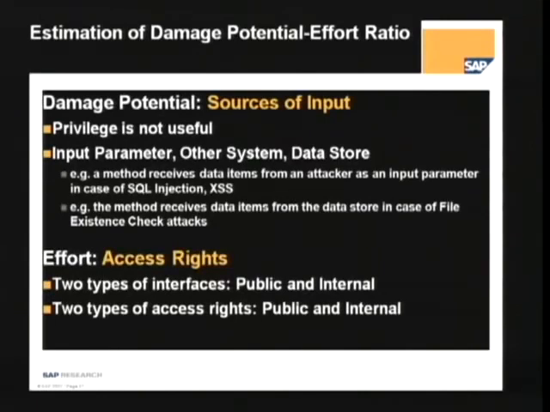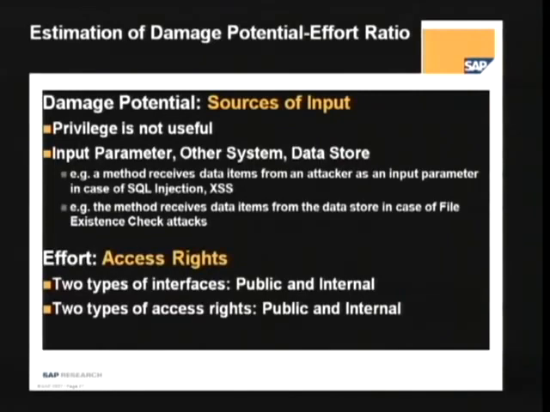What are the sources of input? Sources of input include things like input parameters, right? Because a method has some input parameter, receives some data, or returns some data maybe, and also calls other systems, and also communicates with the data stores. For example, if you look at SQL injection and cross-site scripting, what happens there is a method receives data items from an attacker as an input parameter. So then it makes sense to consider sources of input in order to compute the damage potential.